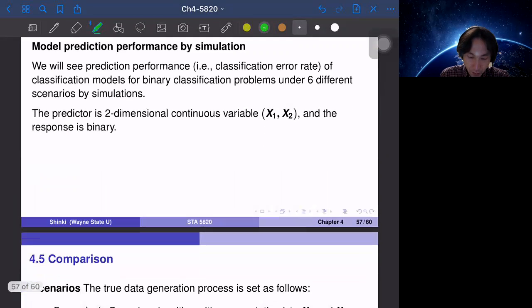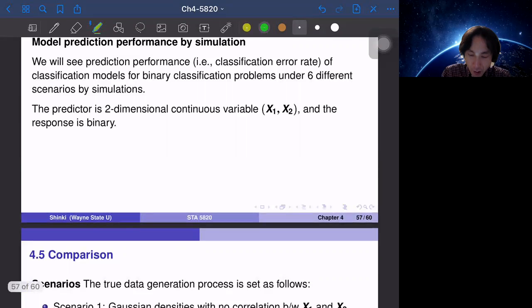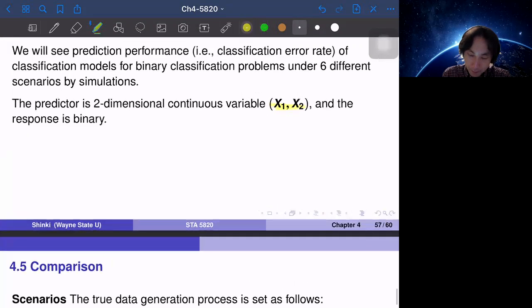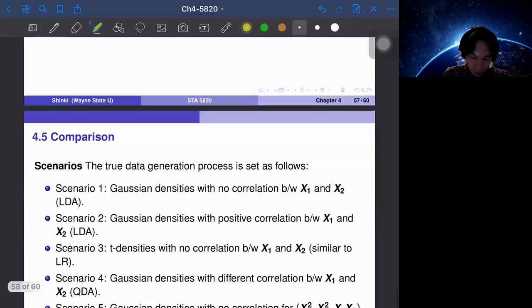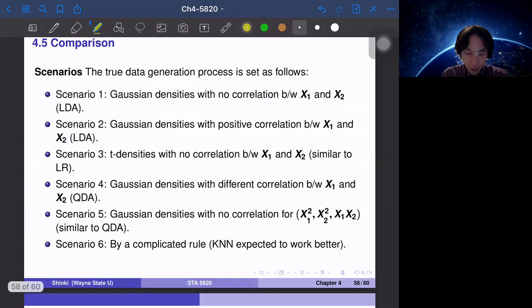So here the simulation result uses two-dimensional predictors, and we have 6 different scenarios. First, the first scenario is basically the LDA situation. LDA is the truth: Gaussian densities with no correlation between x1 and x2. So we generate the data points, the multiple groups, based on the simulation rule. This is exactly the LDA's assumption, so LDA should perform the best.